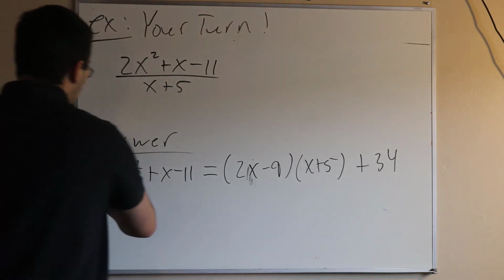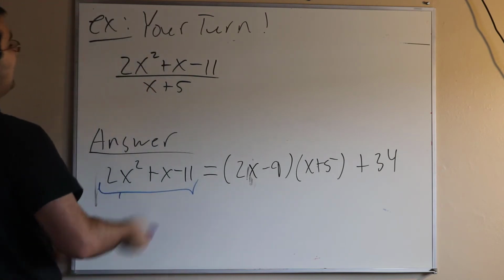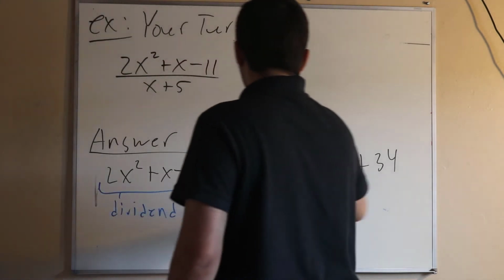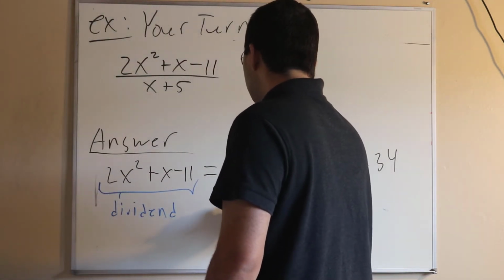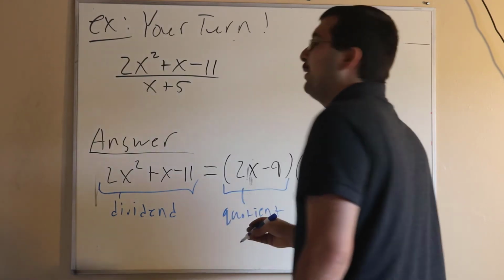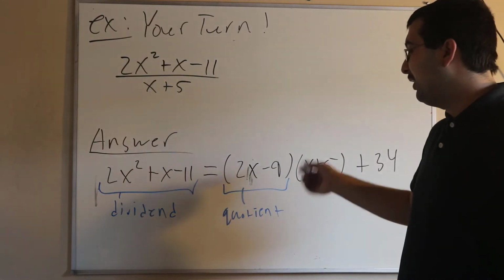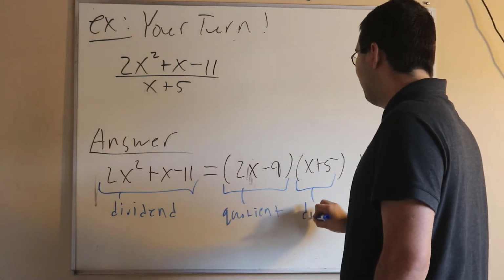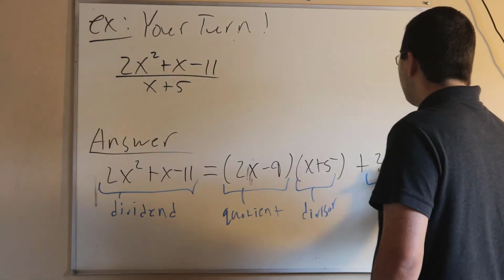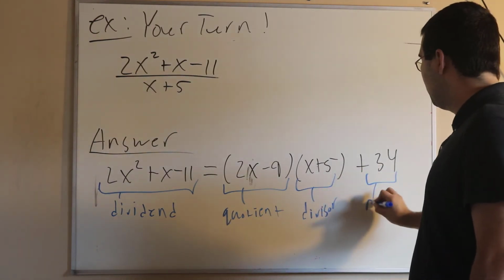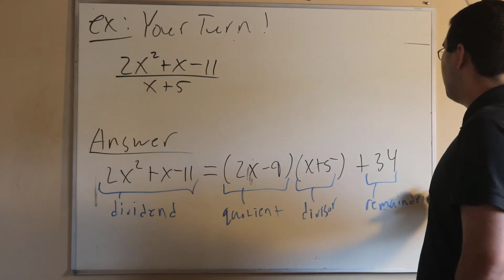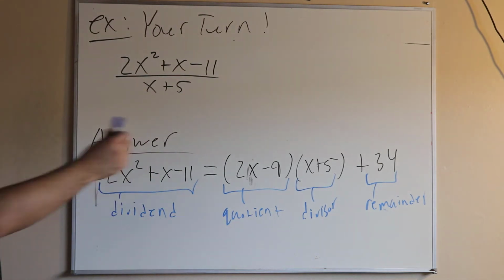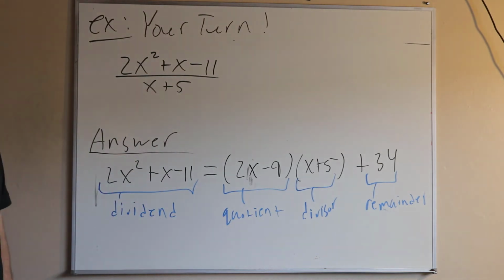So what I mean is that 2x squared plus x minus 11 is my dividend. 2x minus 9 is my quotient. So in other words, 2x minus 9 was the equation I produced from my division. X plus 5 is my divisor. And I had a remainder of 34 at the end. So you didn't need to write it this way. Remember, there is the second way of writing our final answer formally. But just make sure that these were the same terms that you got.